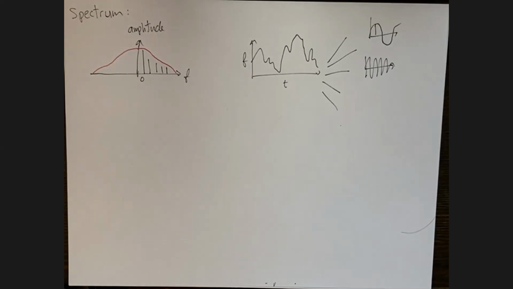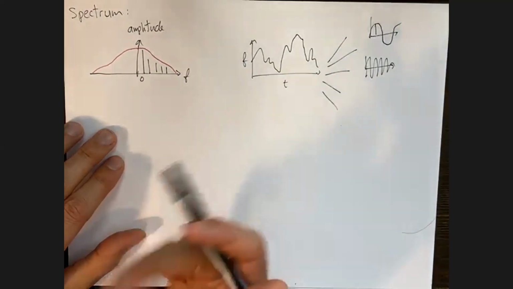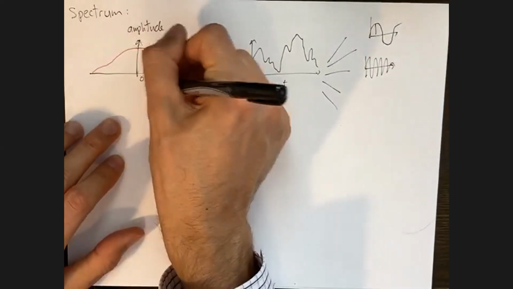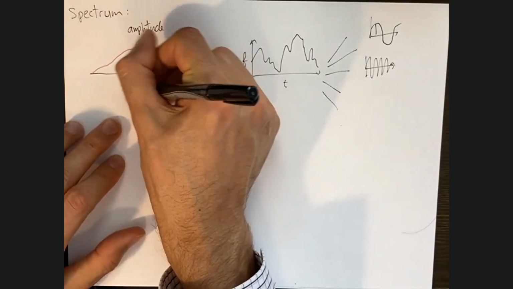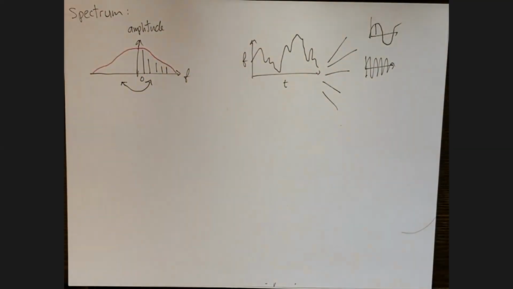And I want you to notice here that I made the spectrum symmetrical. For a real world signal, meaning a signal that is only composed of real valued numbers, the spectrum will always be symmetrical. And so we only need to know the positive side of the spectrum, because the negative side is just the mirror image. And so here, this is my spectrum.